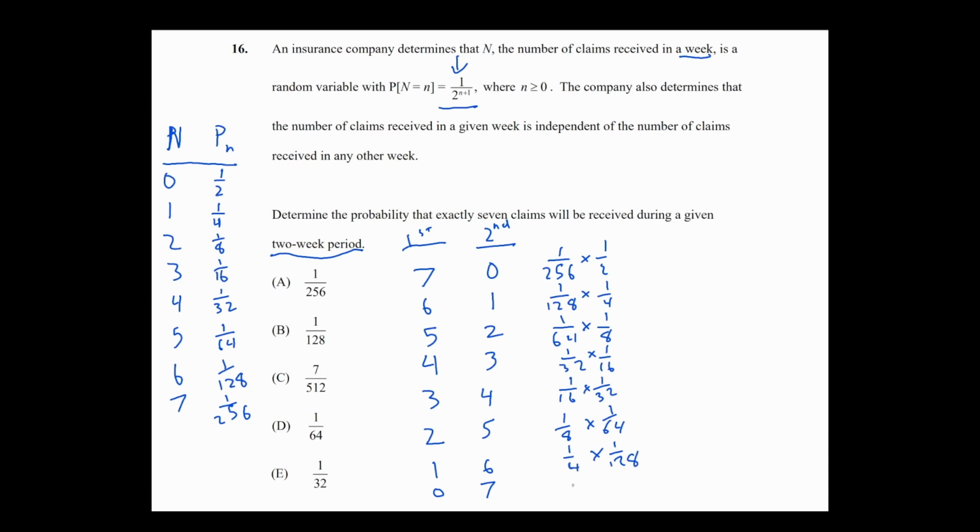Let me make that a little cleaner: 1 over 2 times 1 over 256. Okay, so what are each of these equal to? The first possibility, 7 claims in the first week and 0 claims in the second week, is going to be 1 over 512. This is also going to be 1 over 512. It's also going to be 1 over 512.